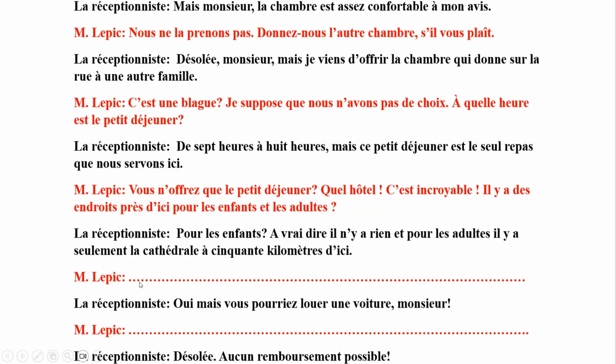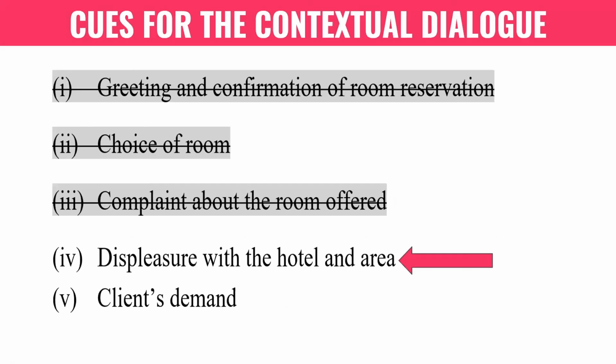So in order to get an idea of what we're going to say here, we are going to refer back to the cues again. Based on what the cue says, we're still on the cue which says displeasure with the hotel and the area. So far, we expressed displeasure with the hotel. So at this point, it would be about the area, right? Because we already expressed our displeasure about the hotel. So now we are going to express our displeasure with the area.